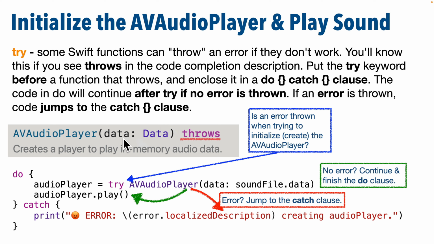So we need to initialize or create an AVAudioPlayer. Remember, we created a variable called AudioPlayer that could hold an AVAudioPlayer, so we declared it, but we haven't initialized it. We haven't put any data inside it. Well, now we'll initialize this guy.